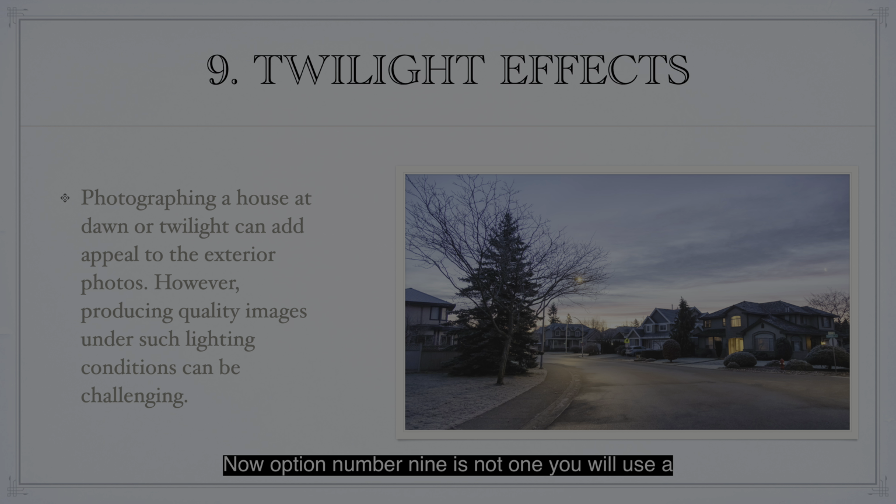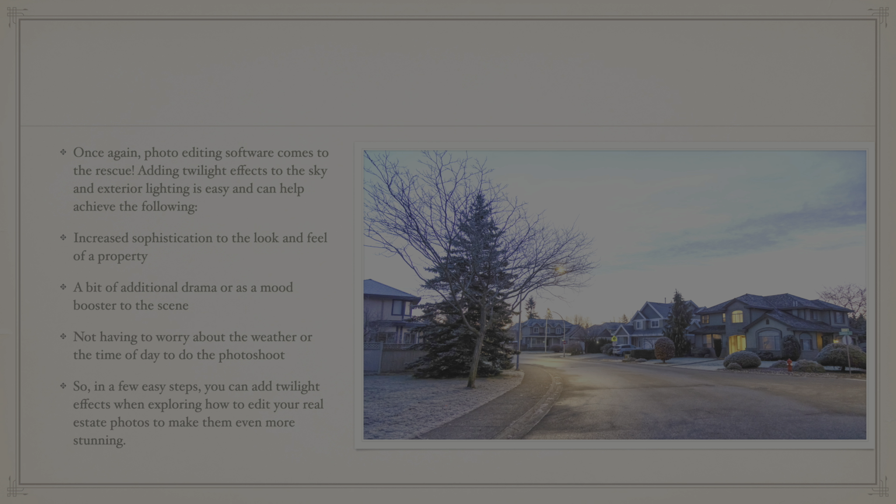Now option number 9 is not one you will use a lot, I wouldn't think, but photographing a house at dawn or twilight can add appeal to the exterior photos. However, producing high quality images under such lighting conditions can be challenging. And you can see there that's quite a nighttime shot, but the houses themselves are quite indistinct.